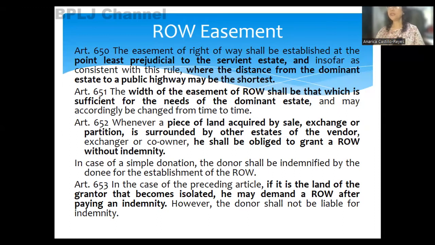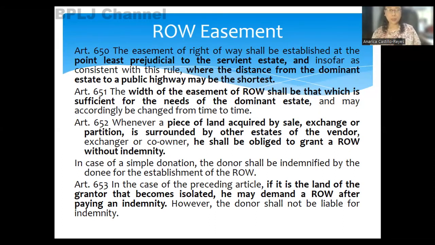Okay, who determines the width of the easement? So the width of the easement of right of way shall be that which is sufficient for the needs of the dominant estate and may accordingly be changed from time to time. So if previously the right of way is merely for pedestrians or only a footpath, it may be increased to accommodate vehicles if the needs of the dominant estate dictate that a vehicle should be allowed to pass through the right of way.